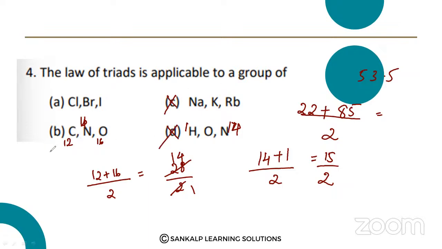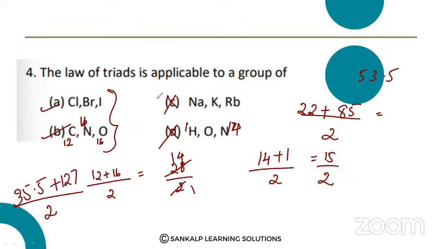Then we'll see for chlorine. Chlorine is 35.5. Then iodine is 127 divided by 2. I think here two answers are coming. 35.5 plus 127 divided by 2, so it will be 81.25. So this is also close to bromine. Yes, so I think there are two answers here. It is applicable for this also. Ma'am, option B and A. So the law of triads is applicable for a group of A and B. So there are dual answers in this question. So we'll go for the next one.